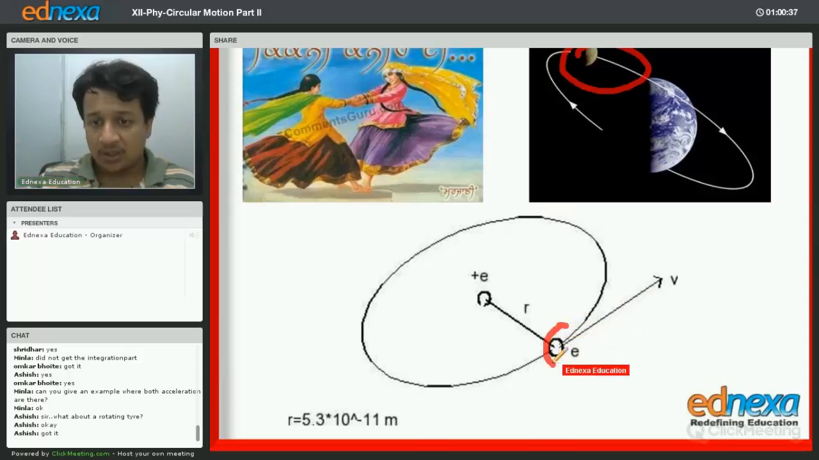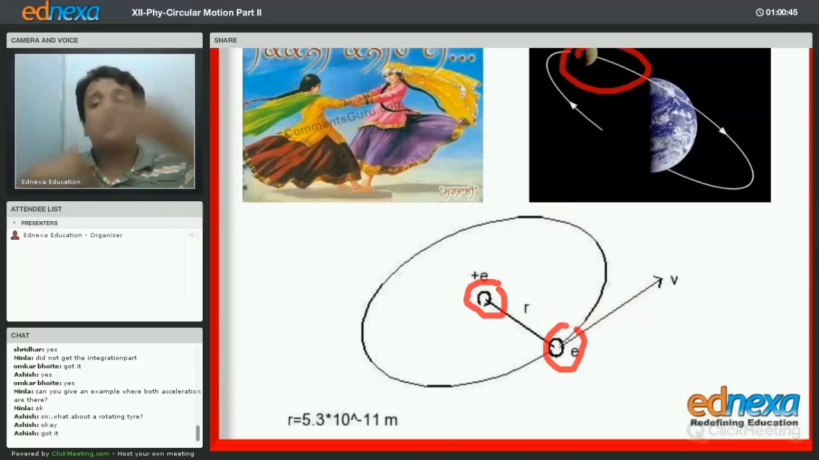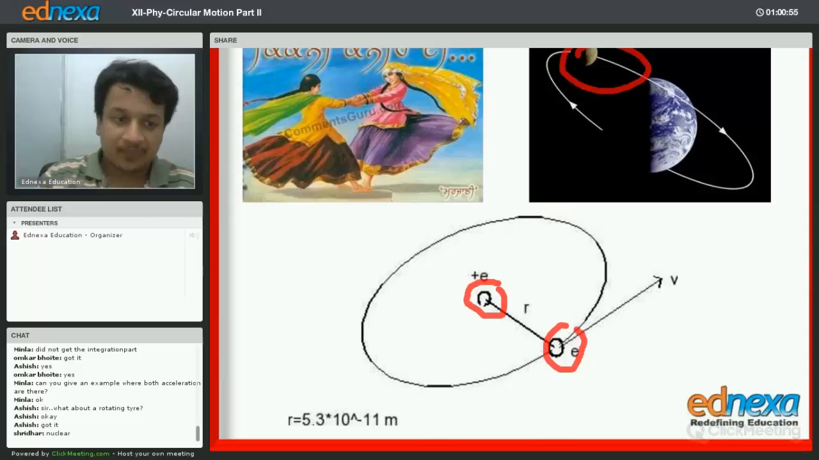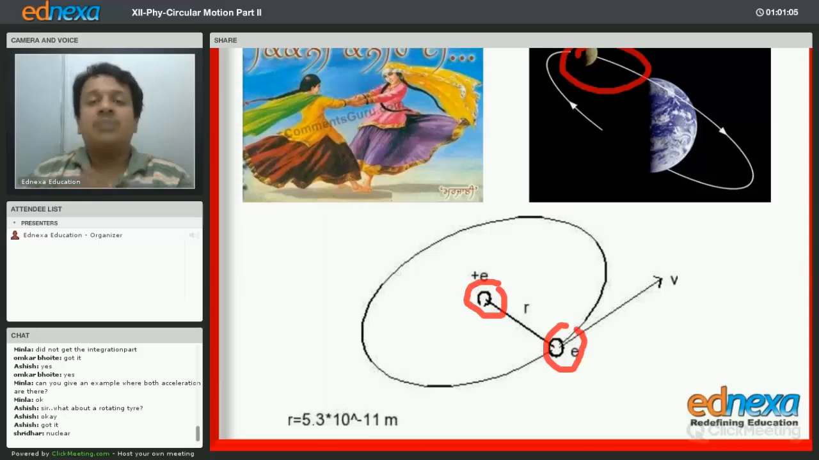Over here, an electron is going to revolve around a proton. So when the electron revolves around the proton, which force is present between the positively charged proton and the negatively charged electron? No, not nuclear force. Nuclear force is inside the nucleus. Over here, electrostatic force is present between electron and proton. So electrostatic force is responsible for centripetal force.